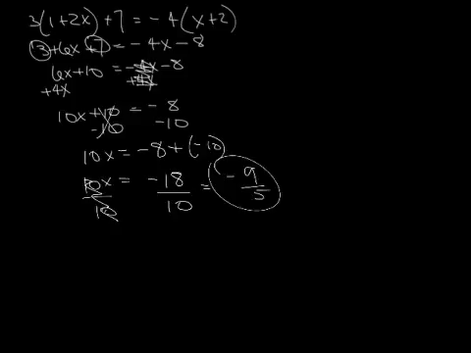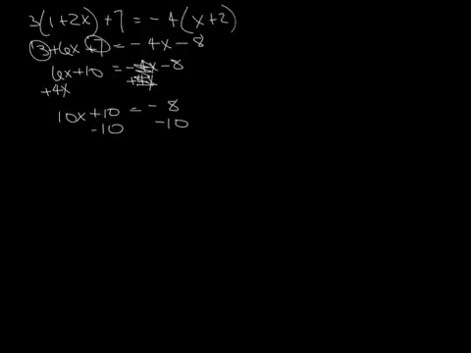So, the steps at the bottom of page 128 say: eliminate the parentheses, add like terms, eliminate x on one side or the other, eliminate the constant terms, which means your numbers, and eliminate the number in front of x, which is the coefficient. And that's the order that we just did those.